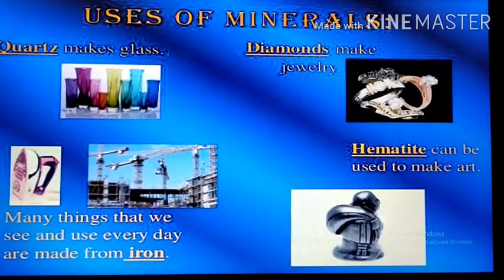Now, quartz is used for making glasses, diamond is used for making jewelry, hematite is used for making art, and several usages are there for iron also. So, the minerals are used in different ways in different industries.